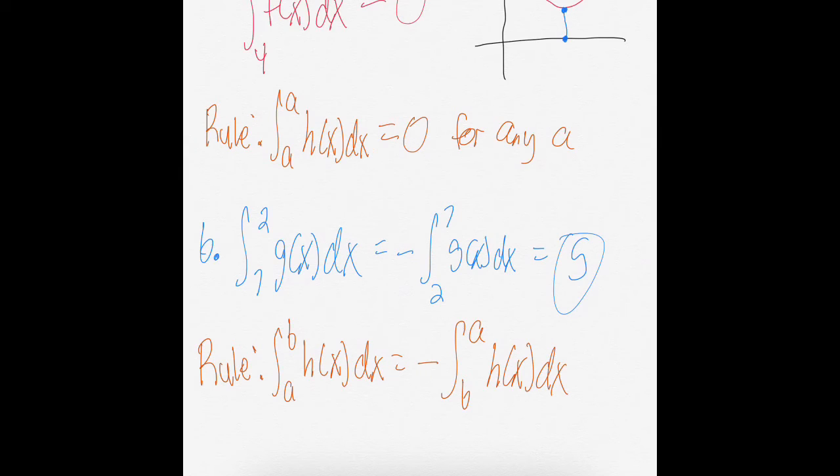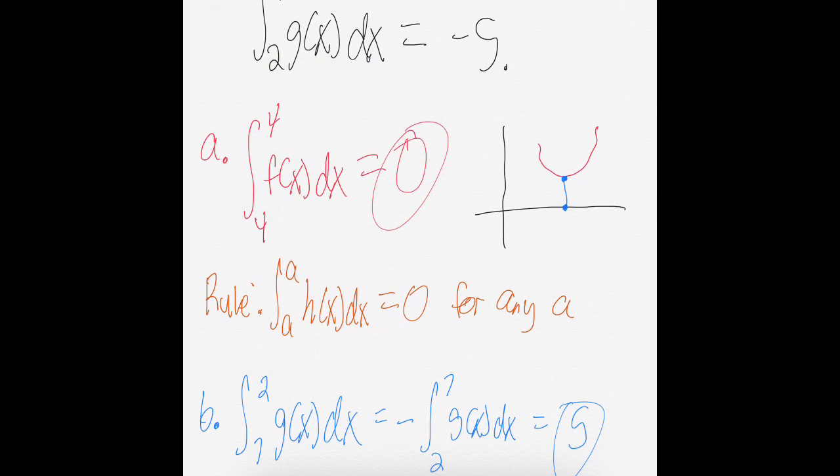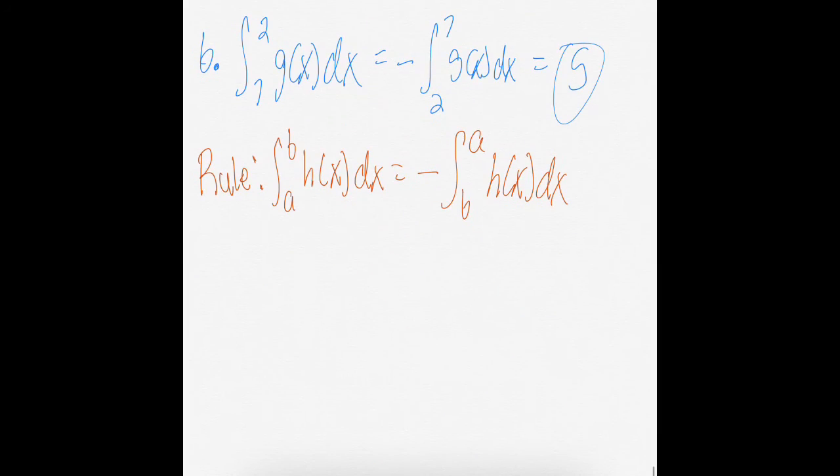So in this case, this is going to be the negative of the integral from 2 to 7 of g of x dx. Well, we know that the integral of g of x dx is negative 5 from 2 to 7. So we just get a negative there, which means that our answer is 5. The integral from 2 to 7 is negative 5, so we multiply that by negative 1.